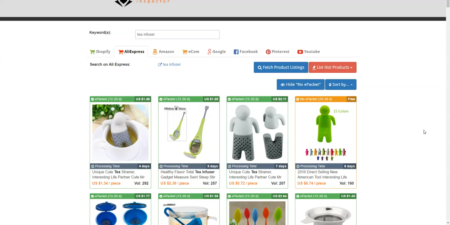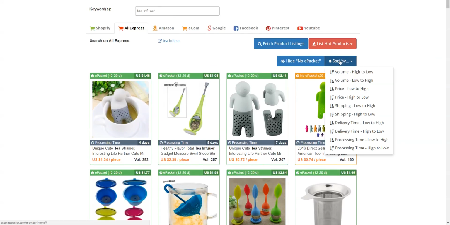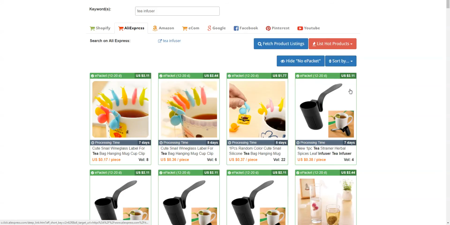So what you can do here is scroll down, and you can also sort these by volume, who's selling the most, high to low or low to high. You can sort them by price and just say, okay, who's got the lowest price?